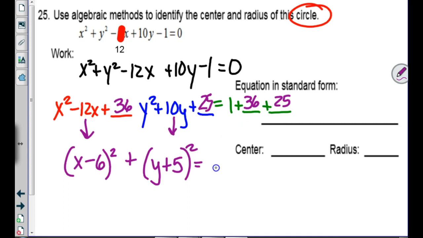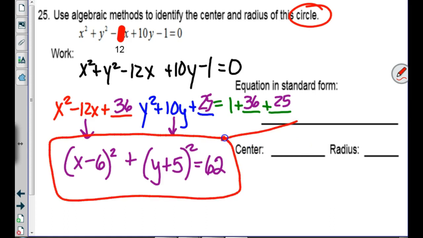62. Okay, not a nice number, but it's okay. Might not be nice on the quiz, might be nice, I can't remember. So this whole equation would go on that line. And the center would be at 6, -5 with a radius of square root of 62. And that doesn't simplify, and that's fine, just leave it. If it comes out a perfect square, you should simplify it, but otherwise I'm not worried. Questions?